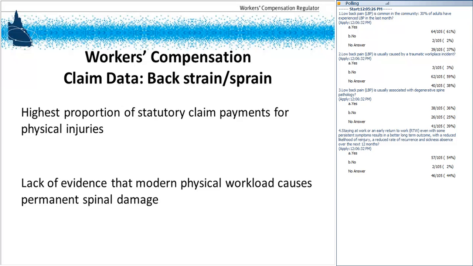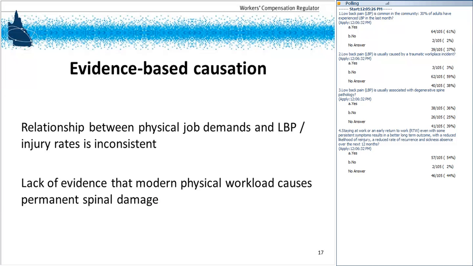I'm going to shift direction slightly now and talk a little bit about evidence-based causation. And so I guess, what does the published evidence-based literature report on the relationship between physical work factors and non-specific low back pain or strain or sprain? I hope that the next few slides will summarise the available evidence.